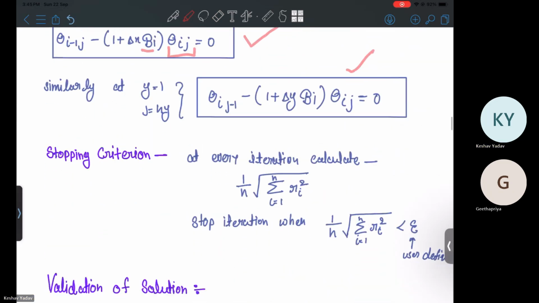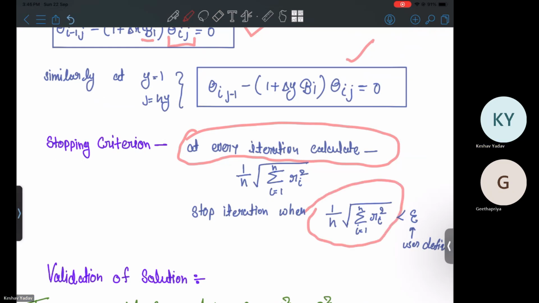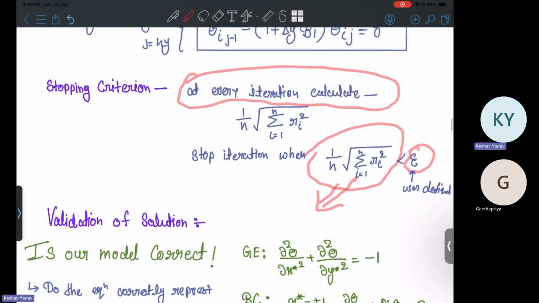So this is an iterative solver, so I need to put some stopping criteria. At every iteration, we will find the residue, and at last we will find the norm of the residue. If it is less than some user defined epsilon, we will stop the program. Clear?